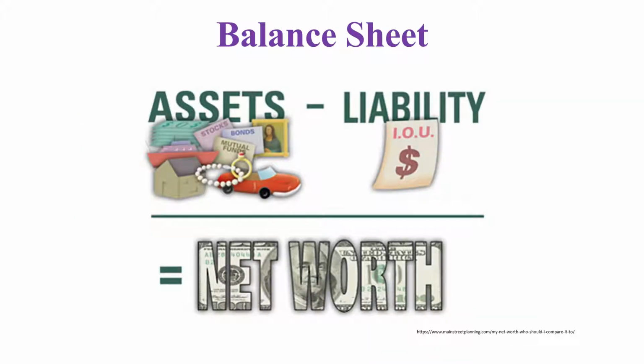After you figure out how much assets and how much liability you have, you can calculate your net worth by subtracting your liabilities from your assets. Your net worth shows you how much money you have left after you sell all of your assets and pay back all of your liabilities. If you have a positive net worth, you are known as solvent. If you have a negative net worth, you are known as insolvent.